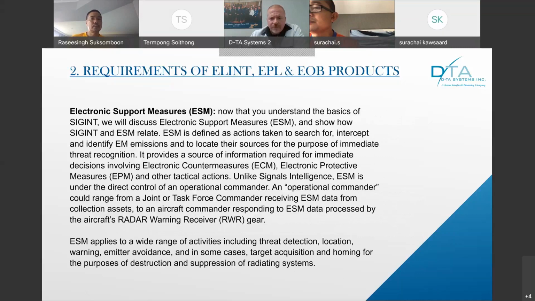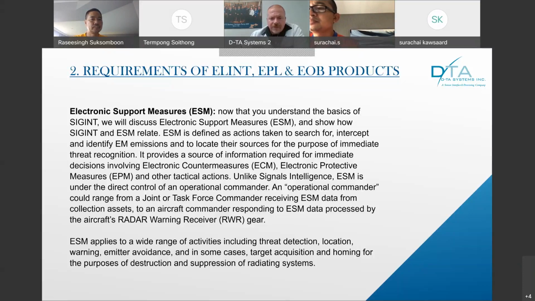Electronic support measures. Now that you understand the basics of SIGINT, we can discuss electronic support measures and show how SIGINT and ESM relate. ESM is defined as actions taken to search for, intercept, and identify EM emissions and to locate their sources for the purpose of immediate threat recognition. It provides a source of information required for immediate decisions involving electronic countermeasures, electronic protective measures, and other tactical actions.